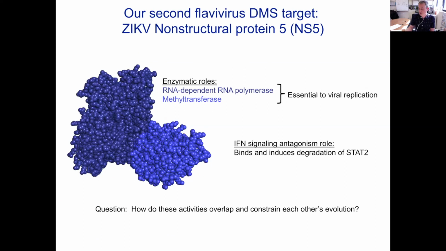So the second target that my lab has taken a DMS view of is the Zika virus NS5 protein, which is an enzyme. It has RNA-dependent RNA polymerase activity in this region, and a methyltransferase in this, and these are essential to viral replication. My lab got interested in this because we wanted to study how those activities overlapped with a third activity, which is to antagonize interferon signaling. So this protein also binds to human STAT2 and induces its degradation, and that's critical for in vivo infection and pathogenesis. And we wanted to understand how these 3 activities co-evolved on the same protein.